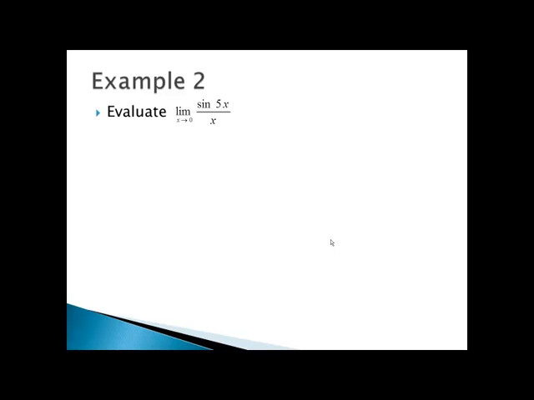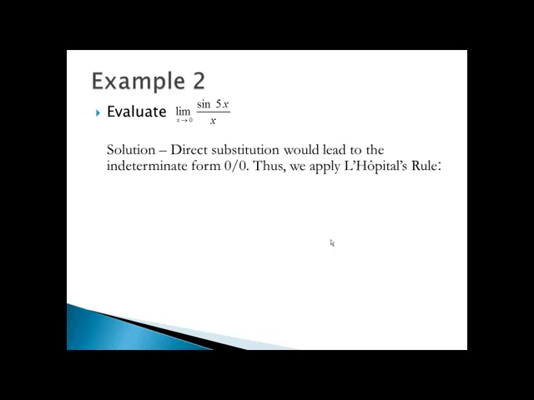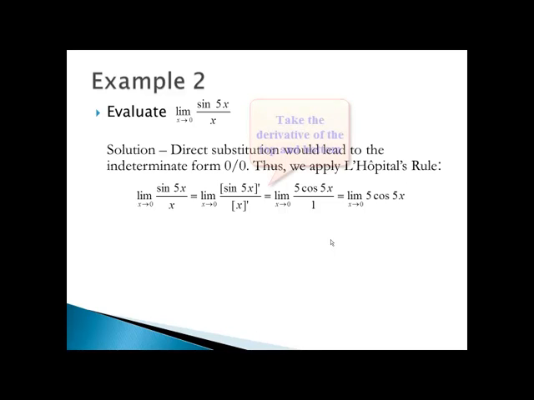Example 2, I'm asked to evaluate the limit as x approaches 0 of the sine of 5x divided by x. Again, direct substitution would lead to the indeterminate form 0 divided by 0, so I can apply L'Hopital's rule. L'Hopital's rule says that the limit as x approaches 0 of sine of 5x divided by x is the same as the limit as x approaches 0 of the derivative of sine of 5x divided by the derivative of x.